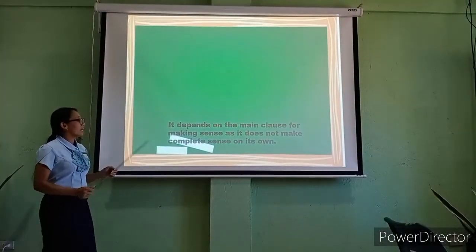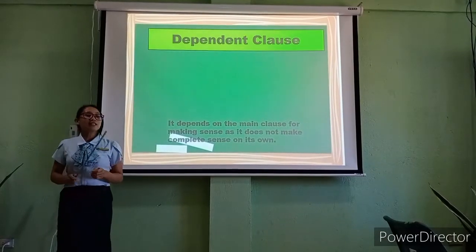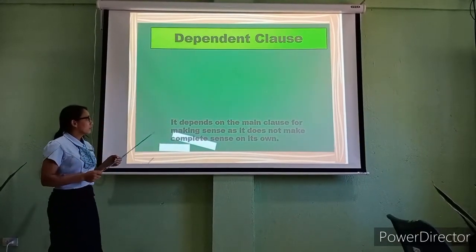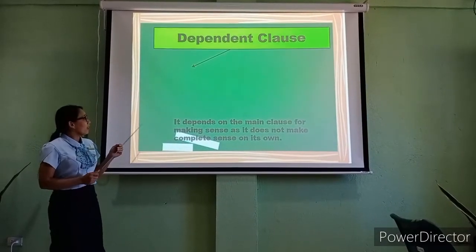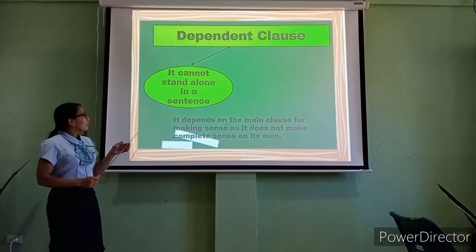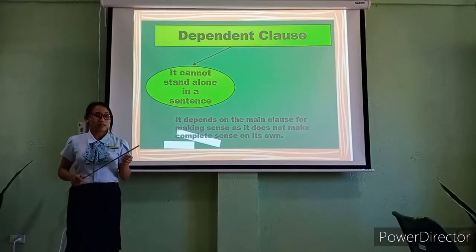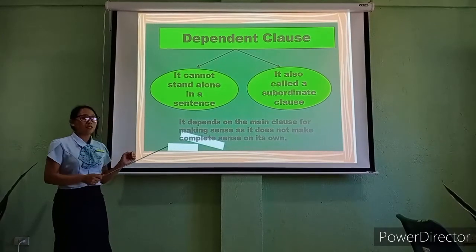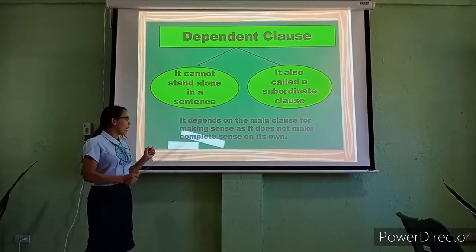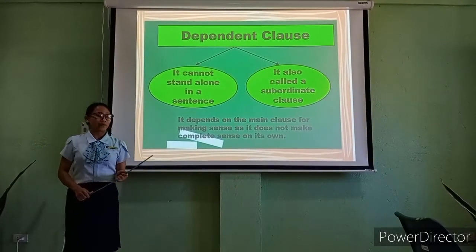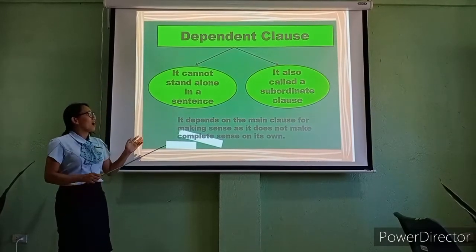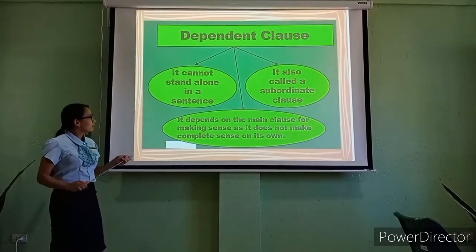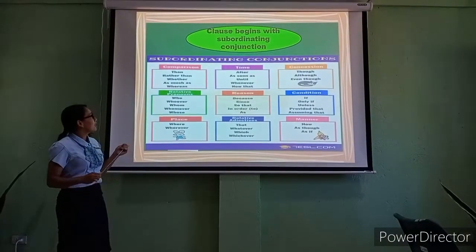Then next is the dependent clause. So what is the dependent clause? A dependent clause cannot stand alone in a sentence. It depends on the main clause for making sense, as it does not make complete sense on its own. And it's also called a subordinate clause. Next, Josh. Next slide, please.